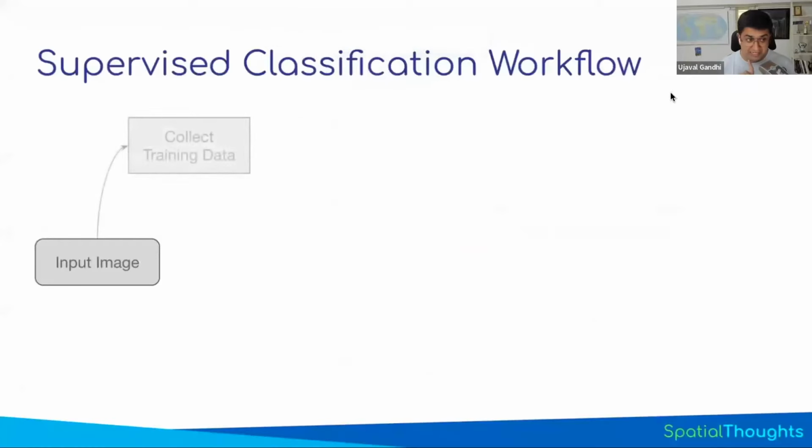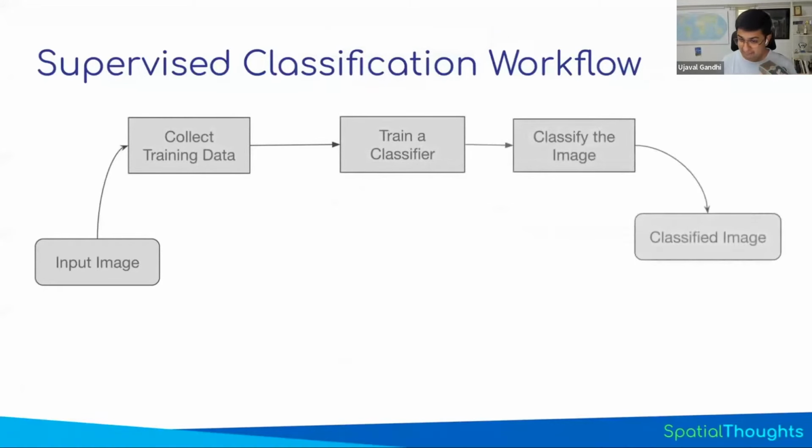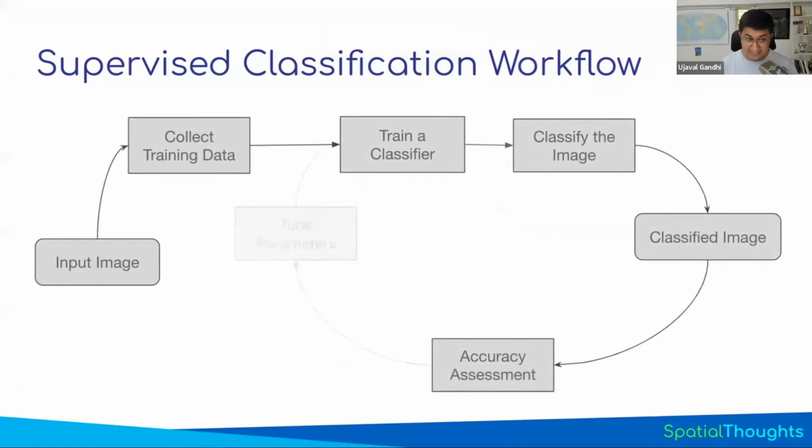We've been doing machine learning and supervised classification. You learned how to collect training data, train a classifier. We learned how to classify the image. We did accuracy assessment. We still haven't completed the full workflow for doing supervised classification. Remember when we chose this random forest model, we chose the number of trees as 50. And we said we'll tune that later.